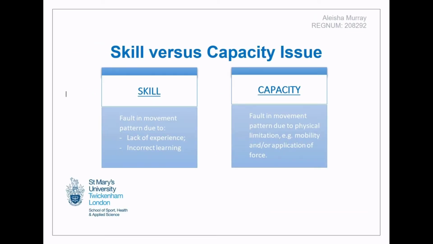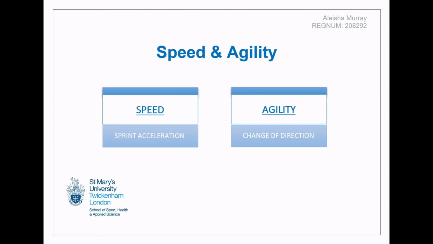Now just to recap, a skill issue is when an athlete has, say, a motor control issue or a lack of experience with a particular exercise. So you'll often get coaching cues that assist with a skill issue versus a capacity issue. That's when an athlete has an issue with their mobility or application of force. These are often overcome by various drills, exercises or stretches to make sure that the athlete is performing at their very best. We're going to test two athletes here, both with sprint acceleration and both with change of direction. So that will be assessing both speed and agility.